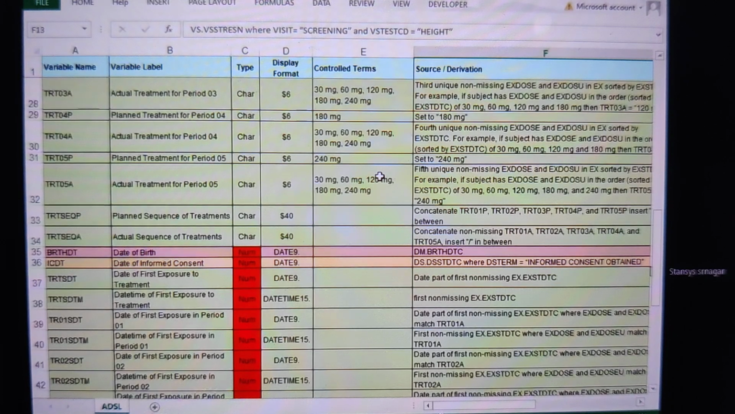Most of the companies in India follow this method. This is called double programming: the same task is done by 2 different programmers, the developer and the validator. And then the QC person is going to compare your data set with my data set using the PROC COMPARE procedure.